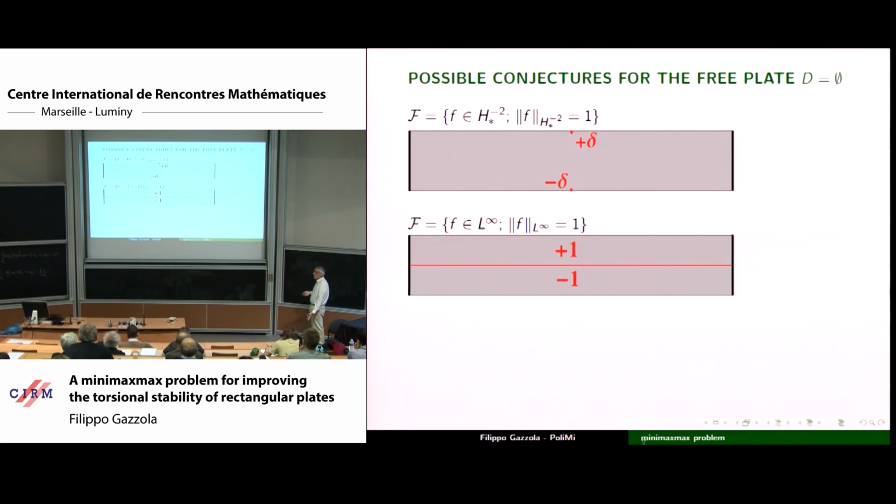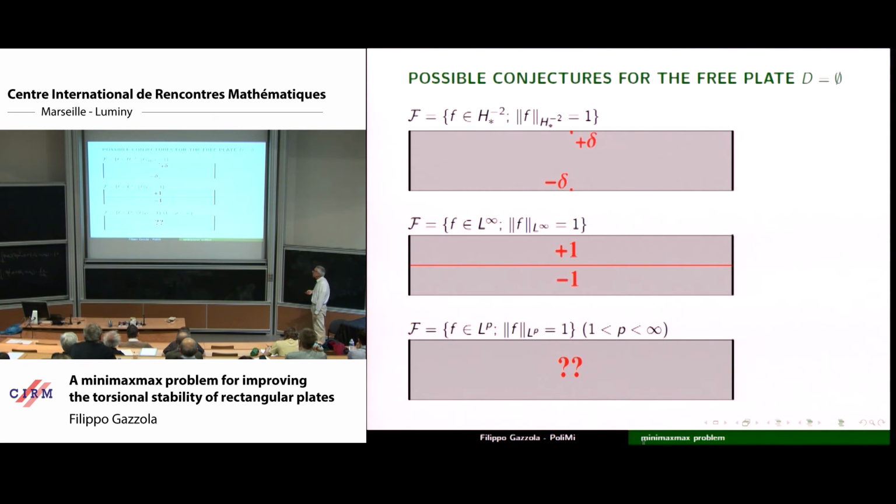Okay, but in Lp, what is going to happen in Lp, we have no idea. And the reason is that, morally, this is the minimizer in L1. Okay, because this is what you get when you have a minimizing sequence in L1. So this is L infinity, and you expect in Lp to be something in between these two.